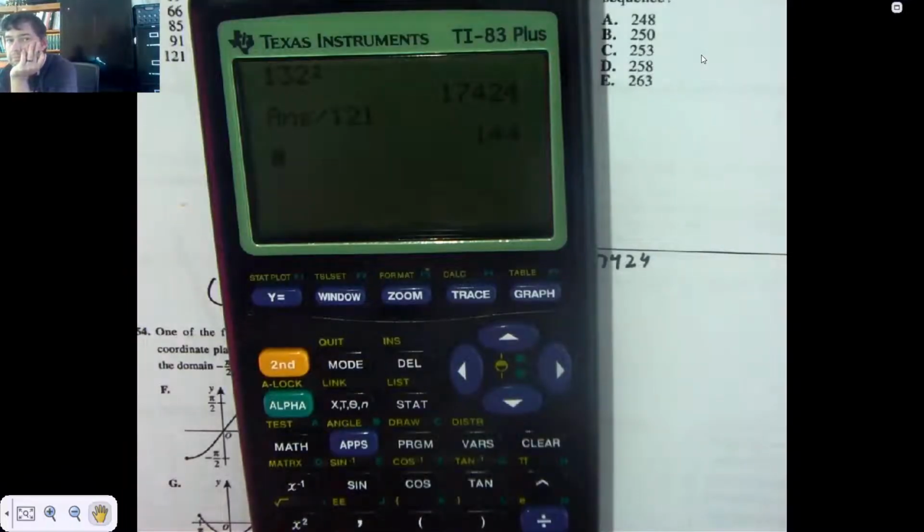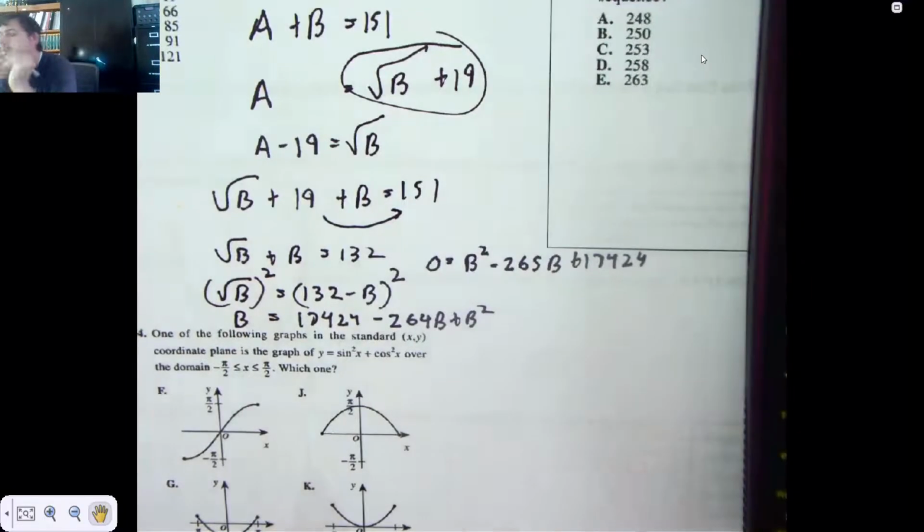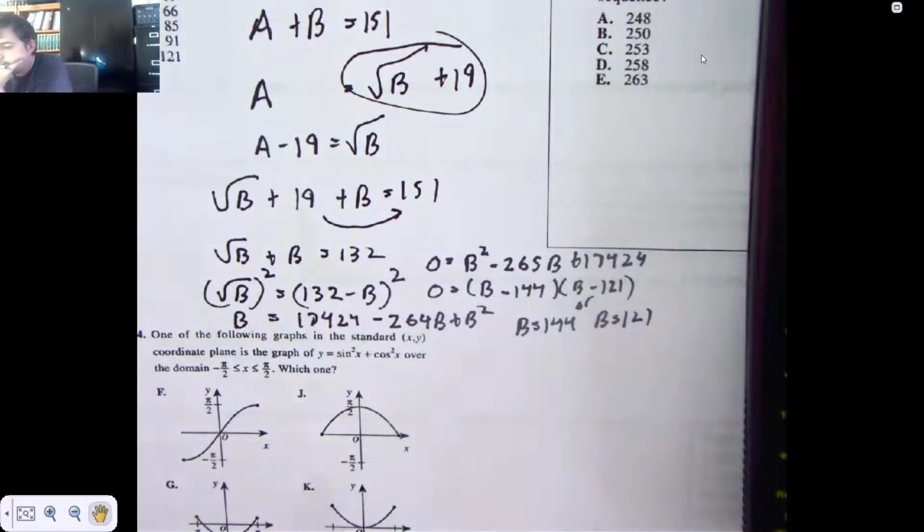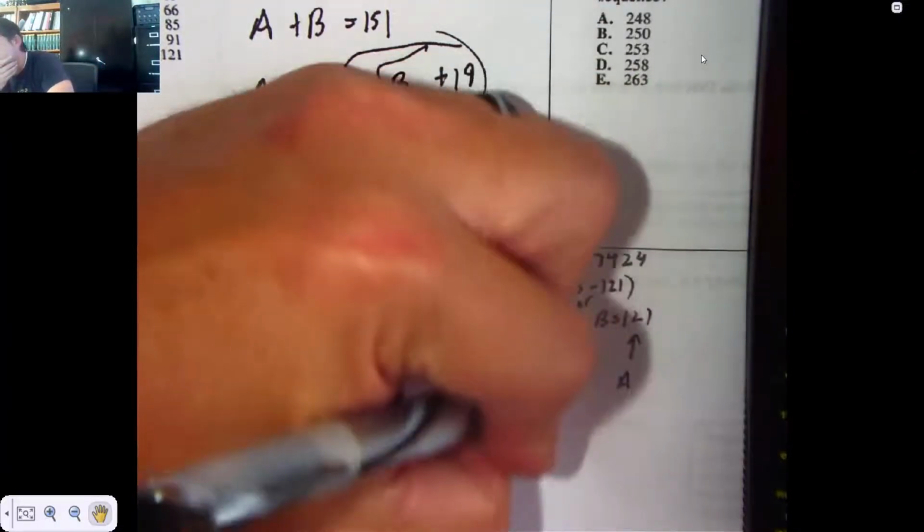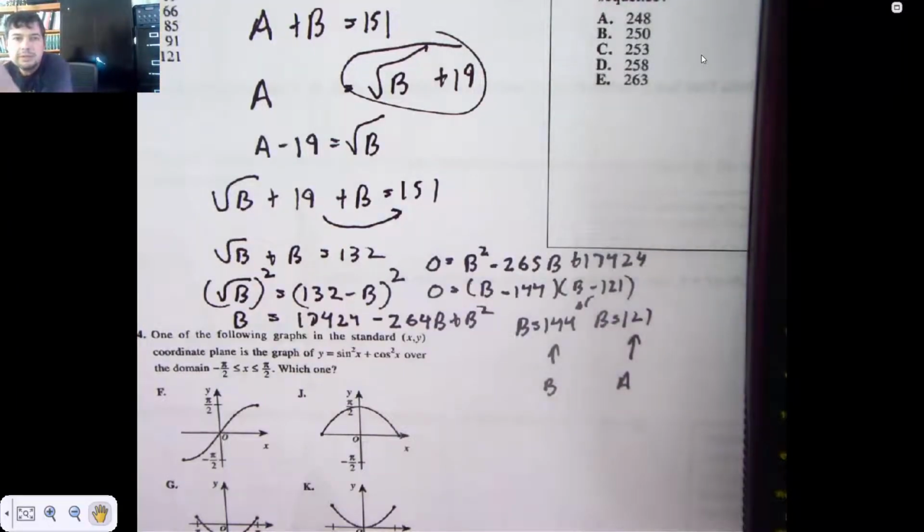It's those two right there. 121 and 144. So to be negative, they're both negative. All right. So I get that B is either 144 or that B is 121. It's one of the two. And because A is actually the smaller number, this is kind of funny how this works out. Because A is the smaller number, this is A and this is B. You actually get them both. A is 121, B is 144.